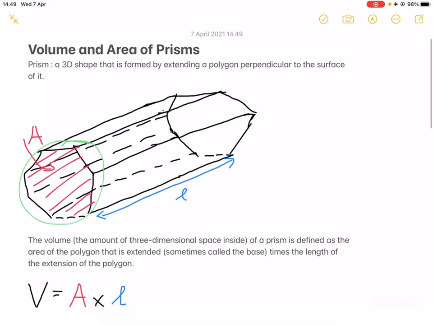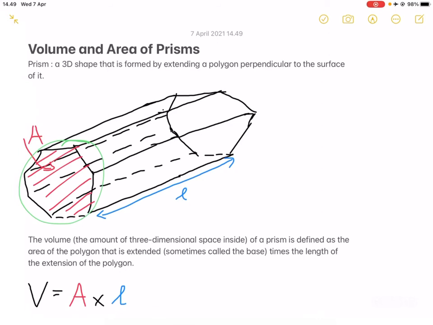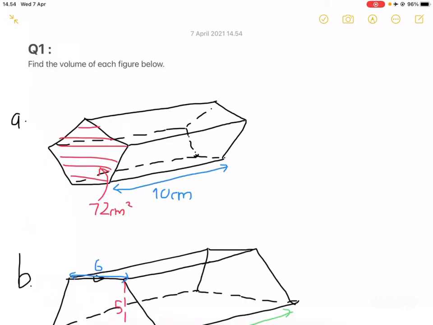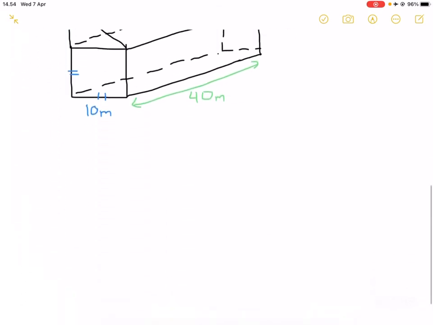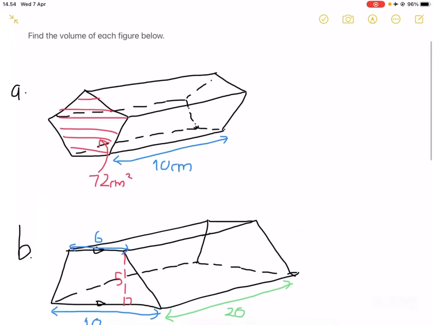With this in mind, we're just going to talk about area later. Let's jump into the first question, which is mainly for volume. For question 1, we need to find the volume of each figure below. So we have 3 figures right here, and let's start off with the first one.